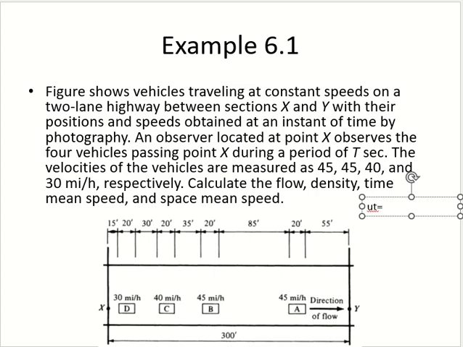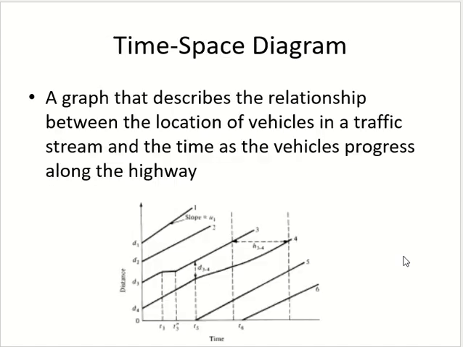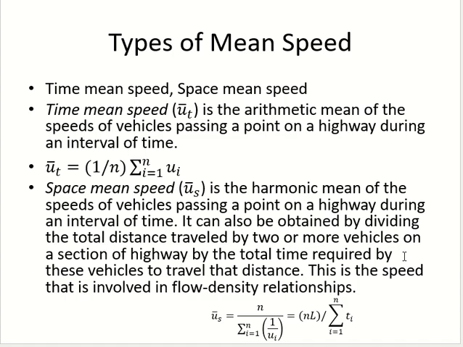Forty. So time mean speed is the simple mean of that. If I need the space mean speed, I do the harmonic mean. Again, the four speeds, but not the simple mean, this one. So what are the four values?